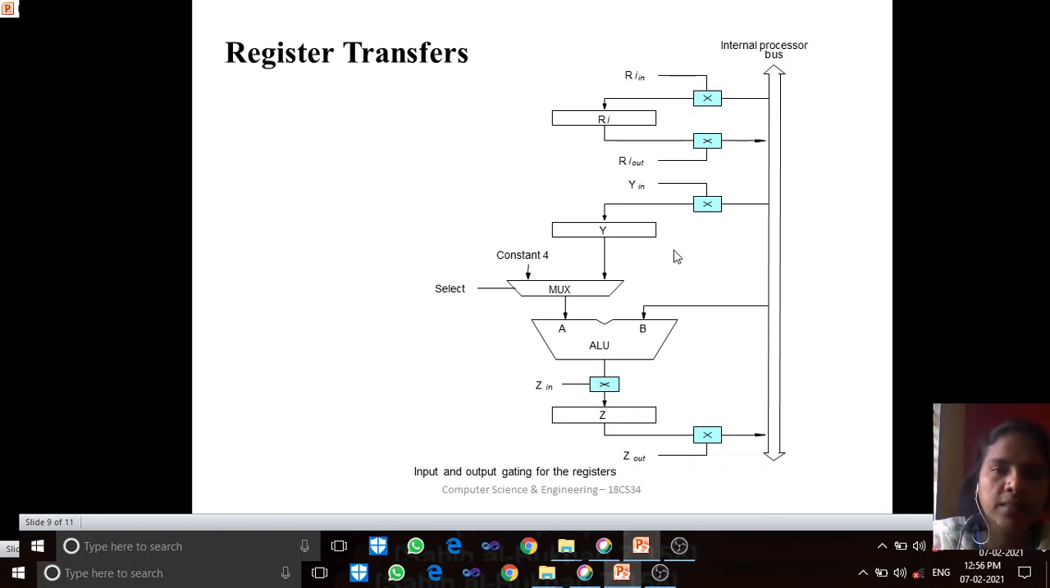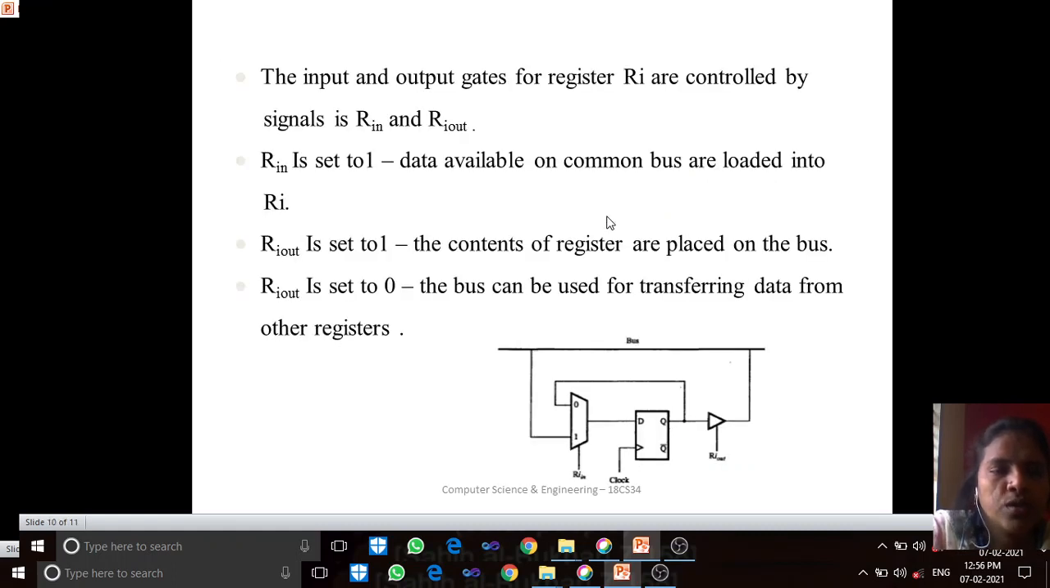Here are the registers and register transfers. Each register is controlled by two switches, RIN and ROUT. If RIN is enabled, it means the data is transmitted from the internal bus to the register Ri. If Ri out is enabled, it means the data is transmitted from Ri to the internal bus. So each register is controlled by two switches. You can see the input and output gates. This is called gating for registers. Ri is controlled by the signals RIN and ROUT.